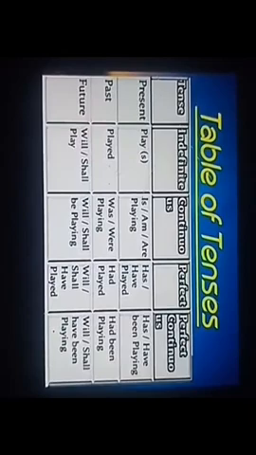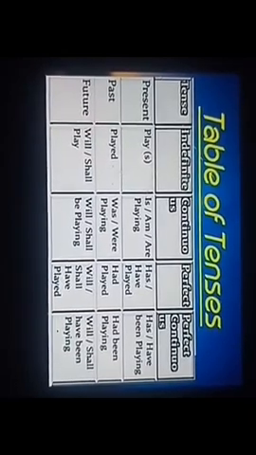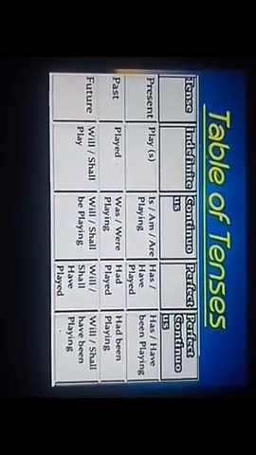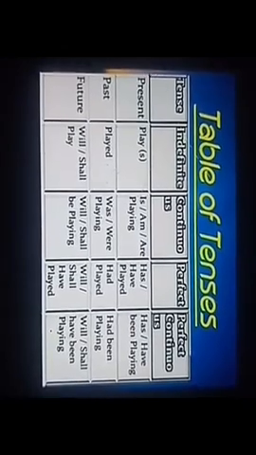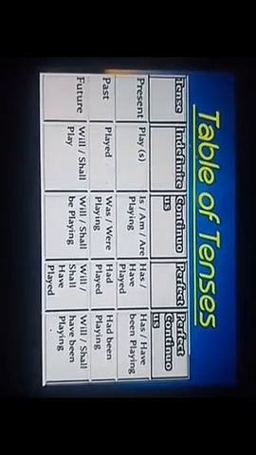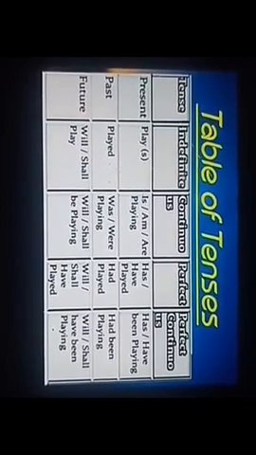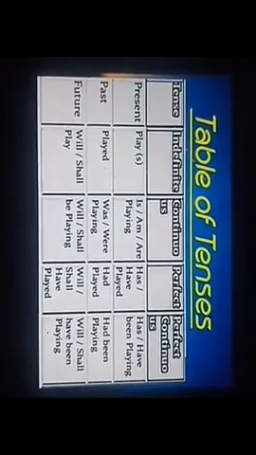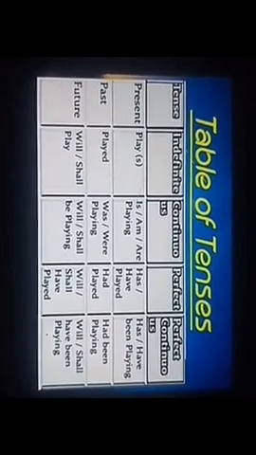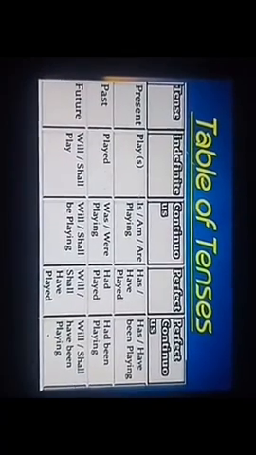You have to use is, am, are according to the subject. If your subject is singular, you have to use is. If your subject is plural, you have to use are. If your subject is I, you have to use am. Let us move further towards our next tense, that is present perfect.